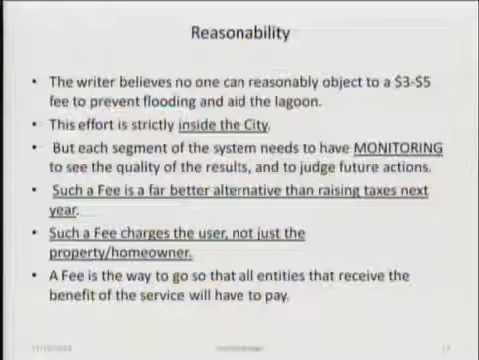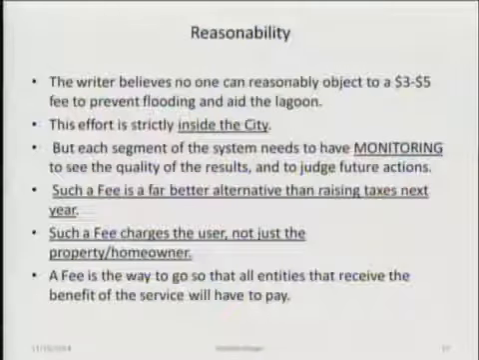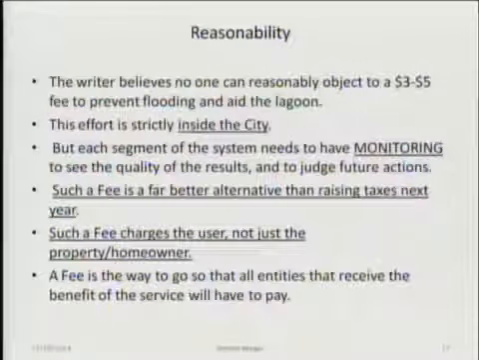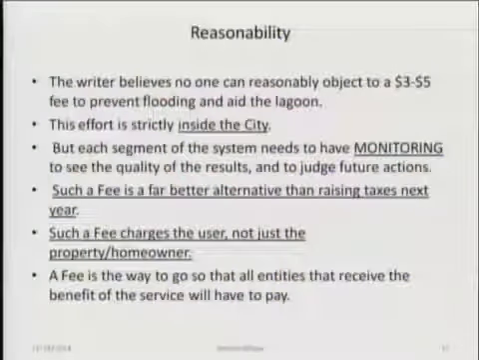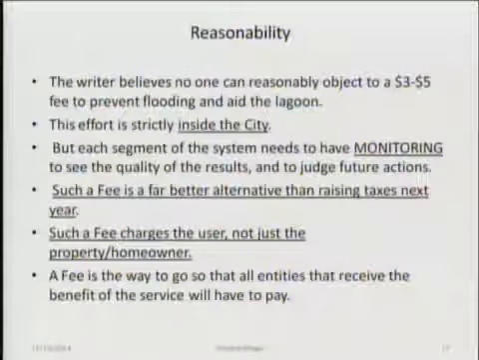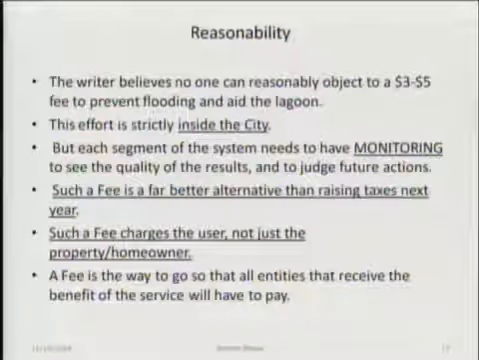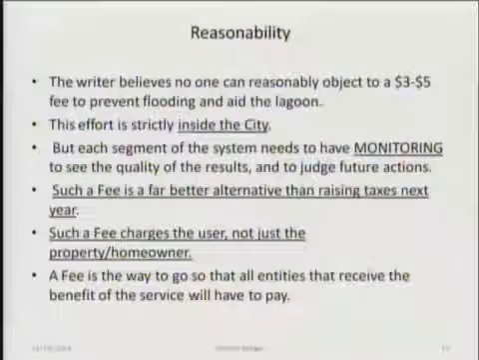The effort is to be strictly inside the city. In other words, that's the only place we really have the authority, and that's our obligation. But each segment of the system needs to have monitoring. I've already talked about that. Such a fee is a far better alternative than raising taxes next year, and I think we're going to be sitting here raising taxes $500,000. Such a fee charges the user, not just the property homeowner.